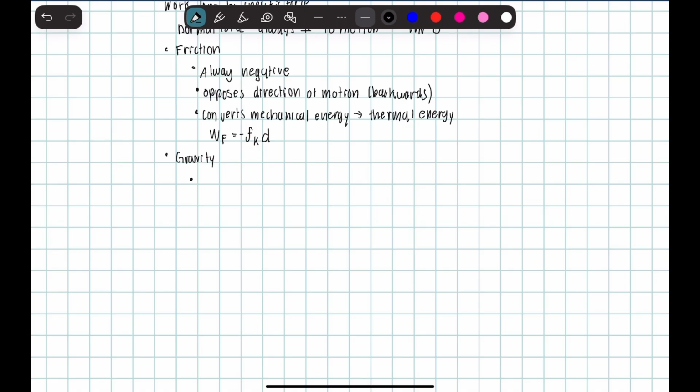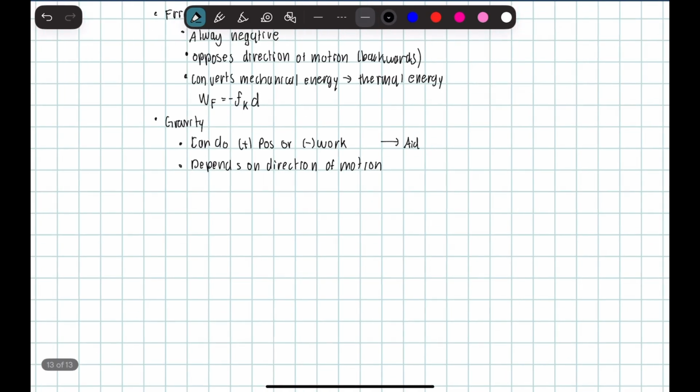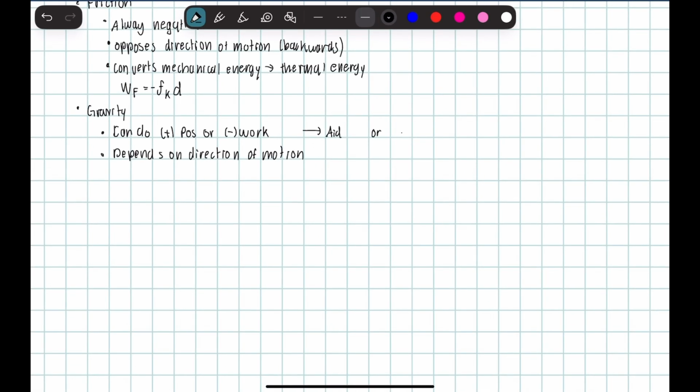So gravity can do positive or negative work, and this depends on the direction of motion. What this means by positive or negative work is that it can either be an aid or a deterrent. Think of when you're throwing a ball.